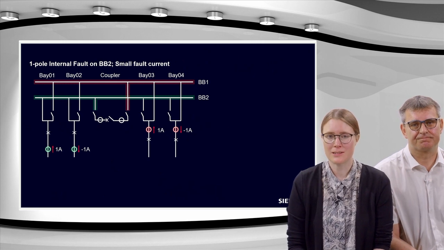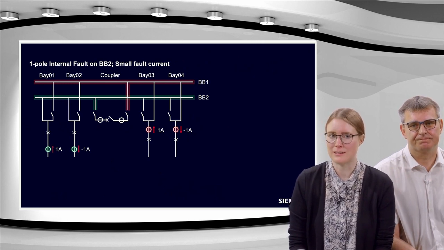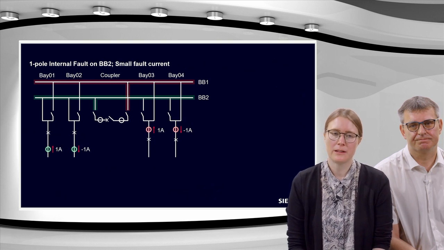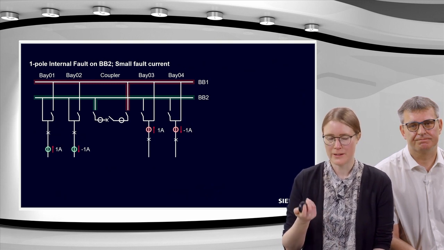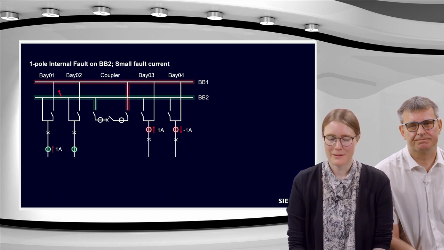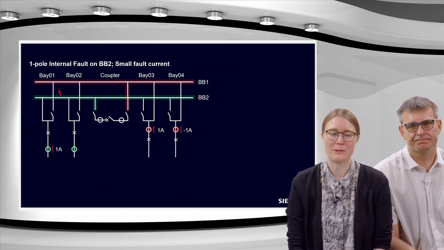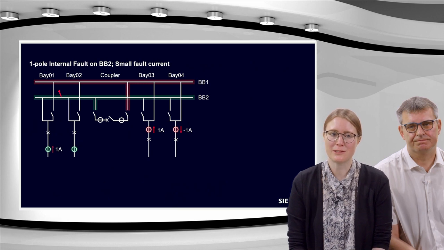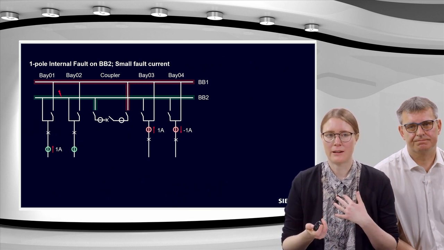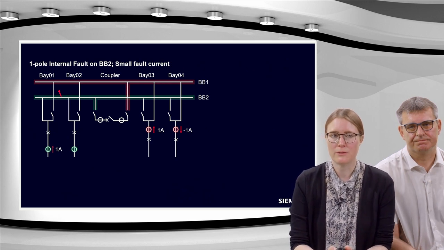So the starting conditions, the pre-fault conditions, are exactly the same. We have these stable conditions, coupler open, and now what happens is a fault on Busbar 2, same position. But in this case, I only want to simulate a small fault current. That means I don't increase the values, and I only want to simulate a one-pole fault.